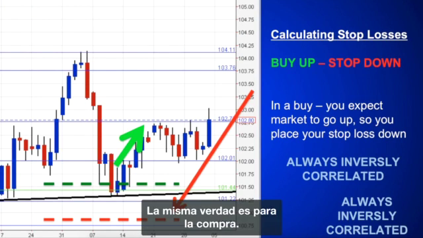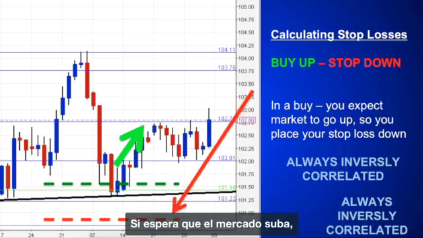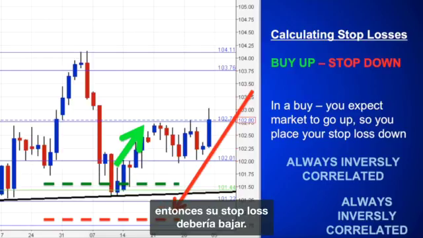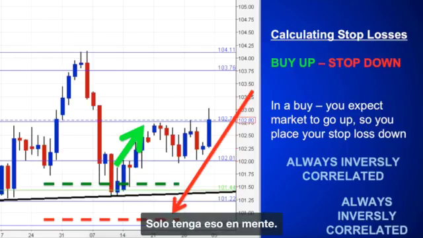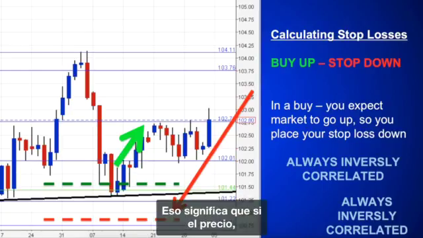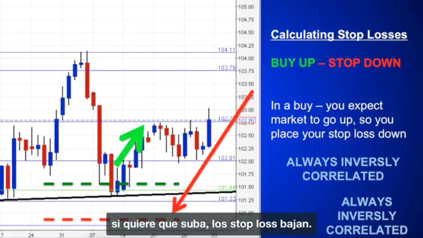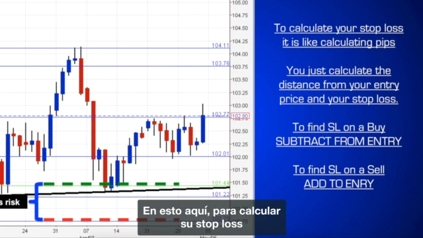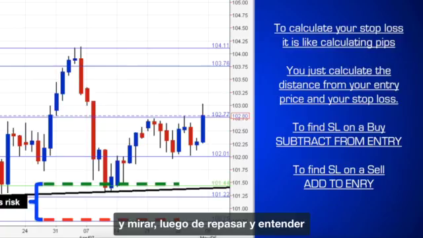The same is true for a buy. In the event that you expect the market to go up, then your stop loss should go down. Just keep this in mind: they're always inversely correlated. Always inversely correlated. So if you want price to go up, stop losses go down. If you want it to go down, stop losses go up. Simple.